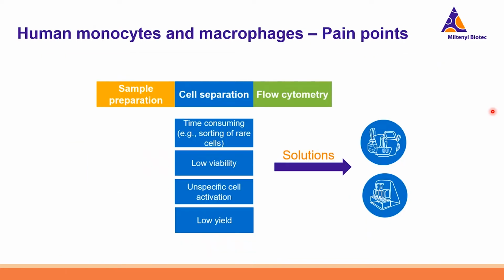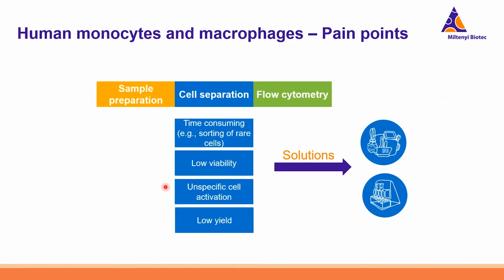Now, let's start with some of the cell separation challenges. Cell sorting requires a long time. And a low number of viable cells, which affects various downstream applications, is also a challenge. And specific cell activation, of course, you don't want to have that on your separated cells for reliable downstream applications. And having few cells of interest after separation is a challenge for conducting your experiments.